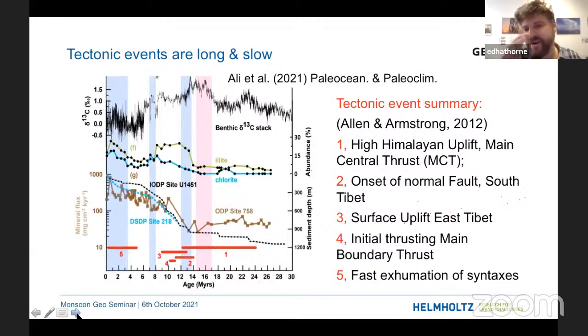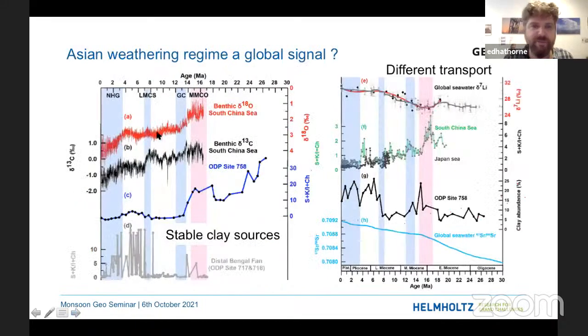So to try and unravel whether these changes could be tectonic related or climate related, we need higher resolution records, which is what we've done. But before I get onto that, I just wanted to put this idea out here: if we've got a stable source of clays based on the neodymium isotopes, then this change in the clay mineralogy probably reflects a change in the weathering regime.